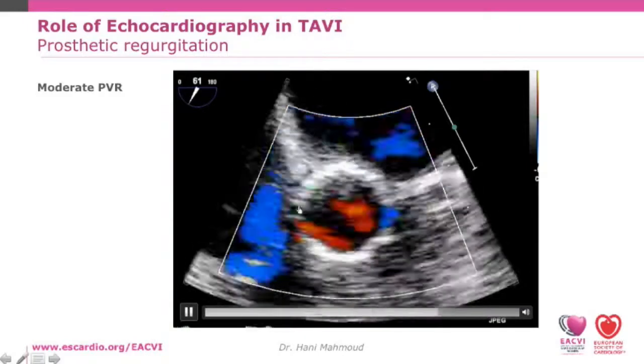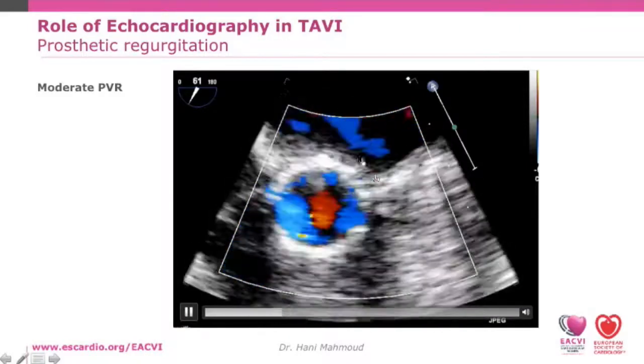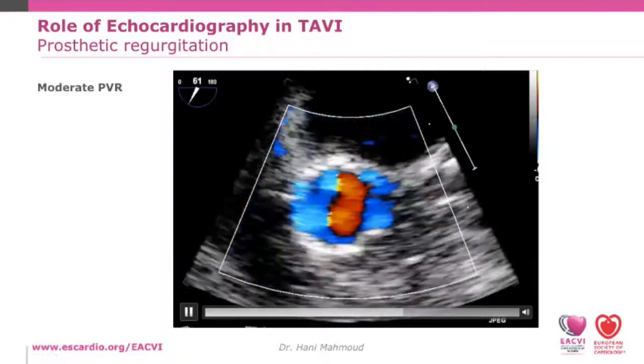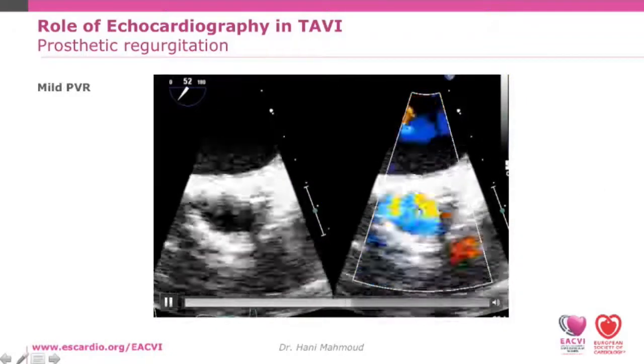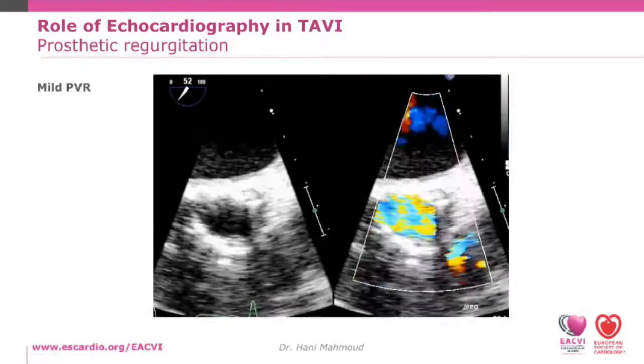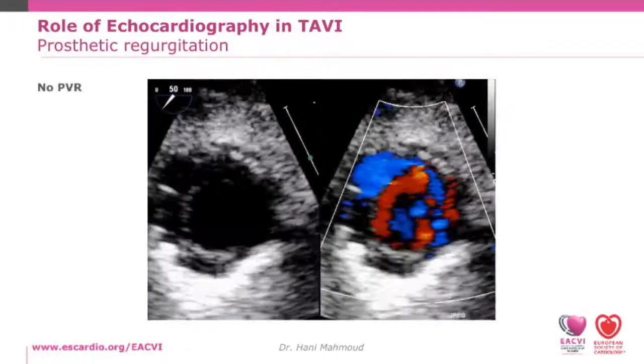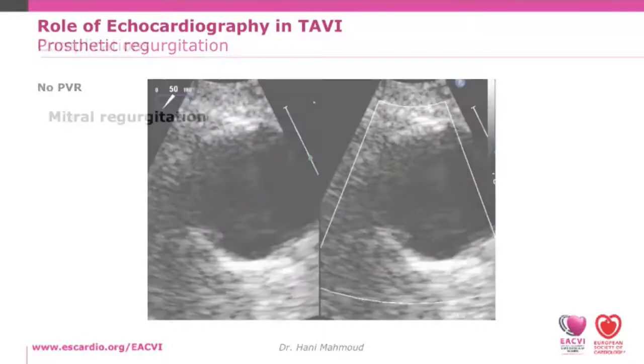This patient also has more than one jet, but if you add them up, you can also say this patient has only moderate paravalvular regurgitation. This patient has definitely mild paravalvular regurgitation, and this patient has no paravalvular regurgitation.